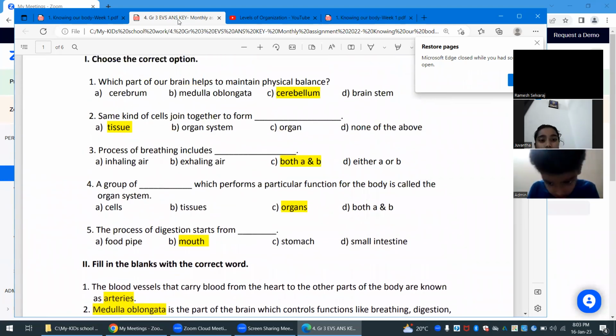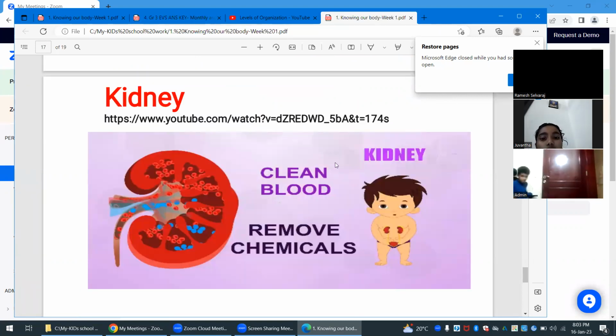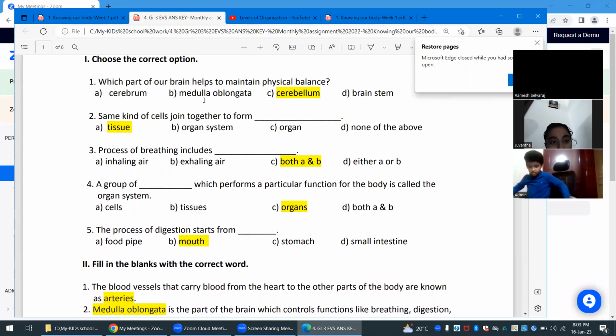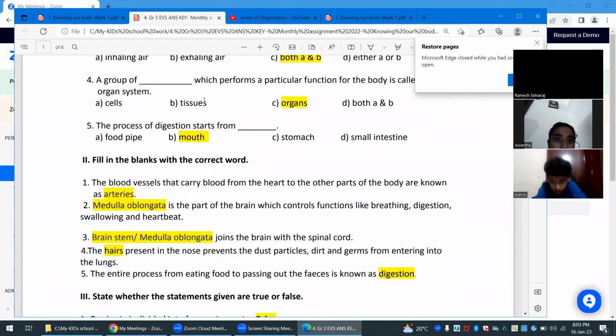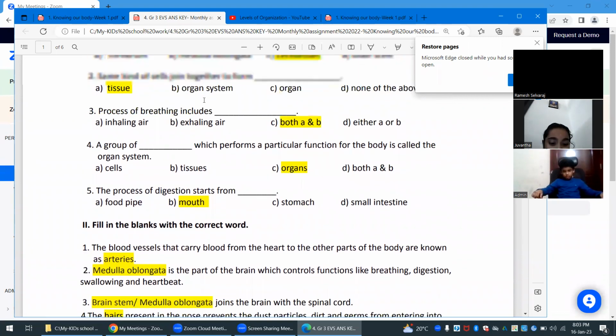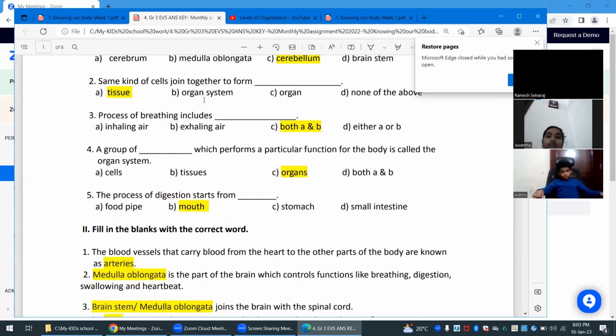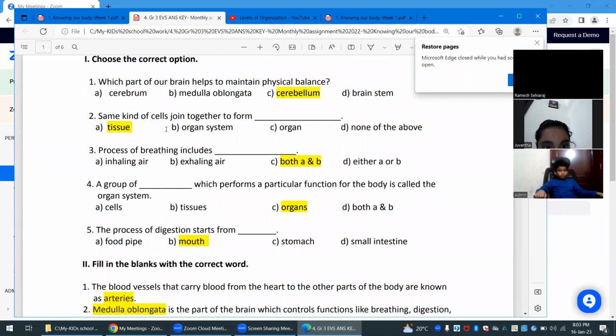The kidney cleans blood, filters blood. Kidney cleans what? Kidney cleans blood. What else? Removes chemicals. Right. From the chemical, where do you get the chemical? Example, can you give me something? When you are eating something very salty like chips and all, yeah, the chemical is going inside. Okay.